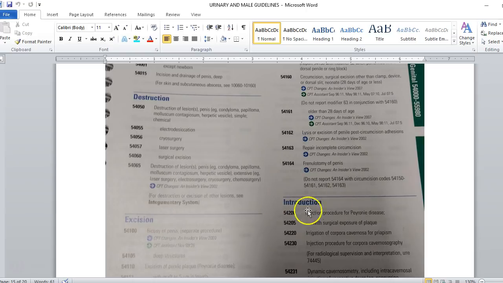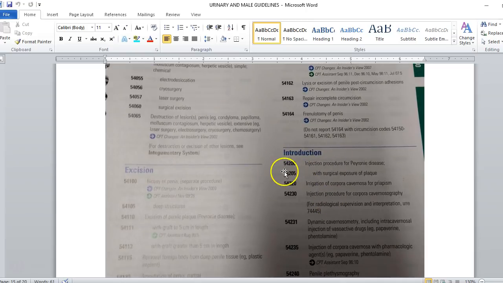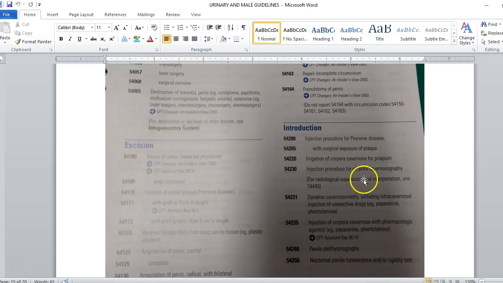Now, I was talking about that injection procedure for Peyronie's disease. Again, we could see it here, 54200, 54205. We also have 54220, irrigation of corpora cavernosa for priapism. So priapism is becoming much more common because the little blue pill for erectile dysfunction for men has now gone generic. So there are lots of companies making these types of medications now. There always have been, but now there's even more since there's a generic option.